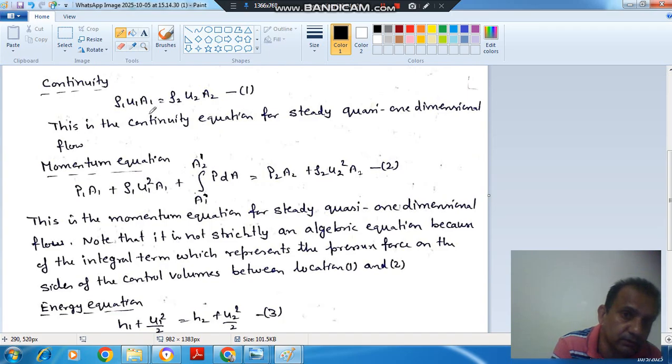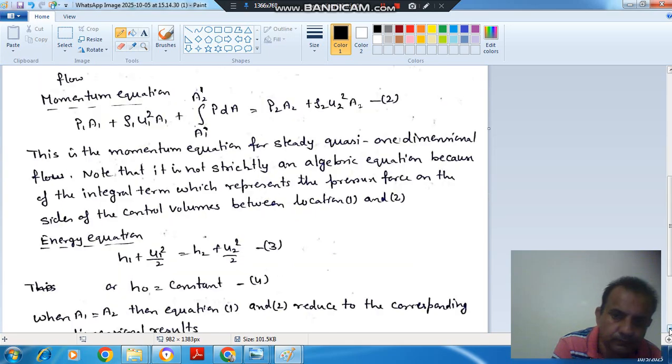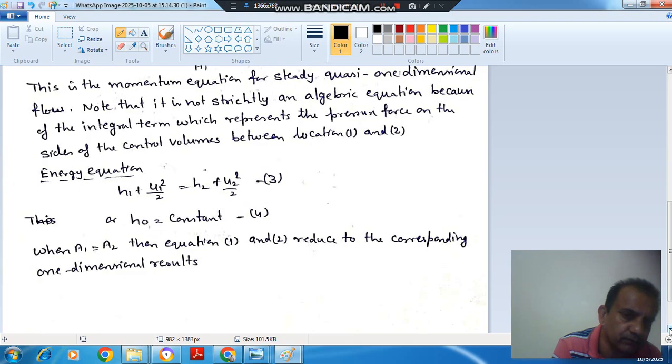Okay, so it means that the continuity equation will be rho1 u1 is equal to rho2 u2, and the momentum equation will be p1 plus rho u1 square is equal to p2 plus rho u2 square. A1 and A2 will cancel out. Okay, so these equations will be the same as we have studied in quasi one dimensional flow. These are valid for quasi one dimensional flow.